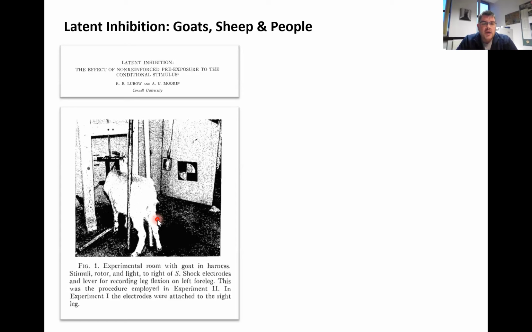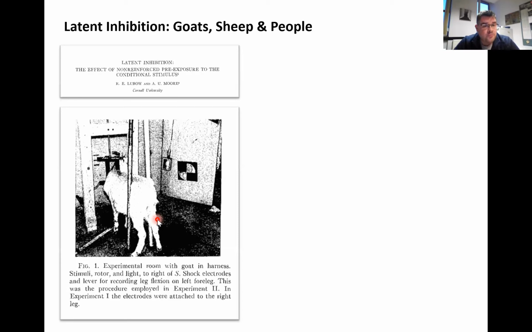Ordinarily, learning proceeds quite quickly with this type of procedure, but what Lubow and Moore did is they established one of these two stimuli as familiar to the goats, by merely pre-exposing the stimulus to the goats. So there would be a session in which, for example, the lamp was simply presented on a number of occasions without consequence, without any outcome. Once this stage was complete, they would move on to the conditioning stage where the lamp would be paired with shock and the rotating stimulus would be paired with shock. What they observed was that conditioning was more successful to the stimulus that had not been pre-exposed. That is to say, conditioning proceeded well to the novel stimulus compared to the familiar stimulus. And this is latent inhibition.